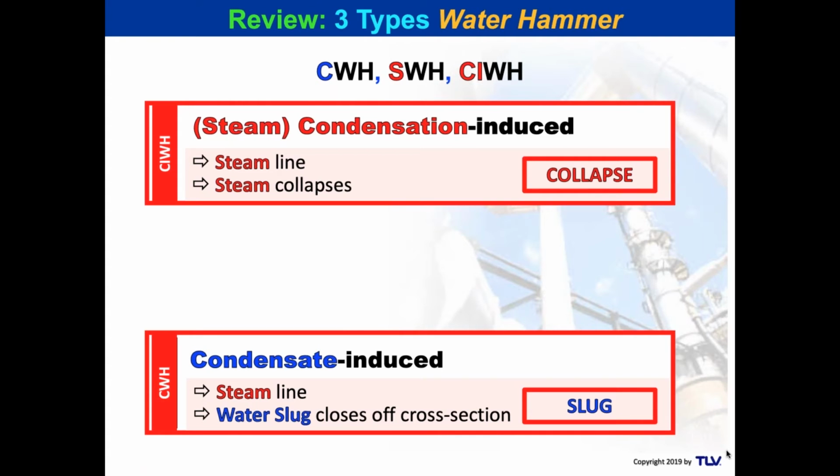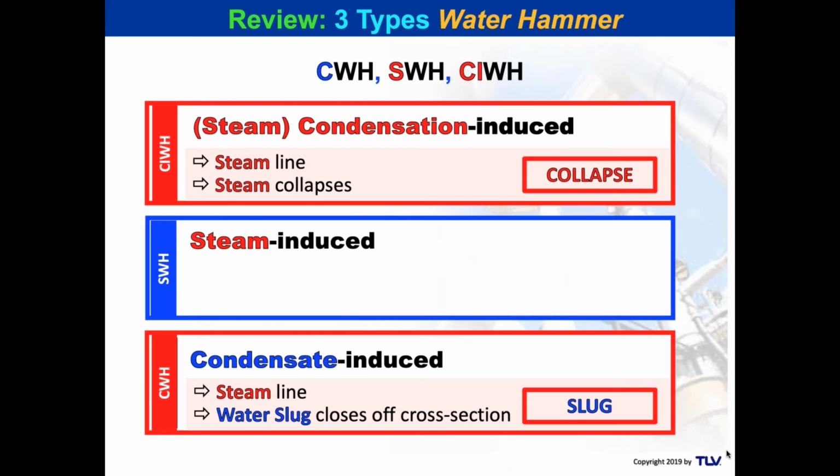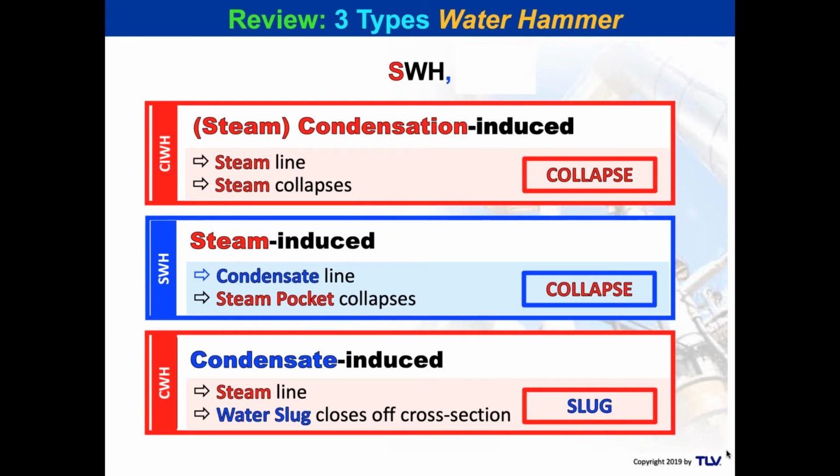And now when we go to a condensate line, well, water isn't going to collapse. So what's going to collapse and create hammer? Well, it's going to be a steam pocket that collapses. So that is collapse hammer, but it's collapse hammer in a condensate line. So now you've got basically three types of simple hammer to remember. Slug hammer in a steam line, collapse hammer in a steam line, which tells you a steam pocket's collapsing. And in the condensate line, you have collapse hammer. That's when a steam pocket is also collapsing.